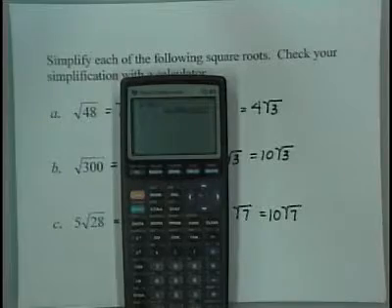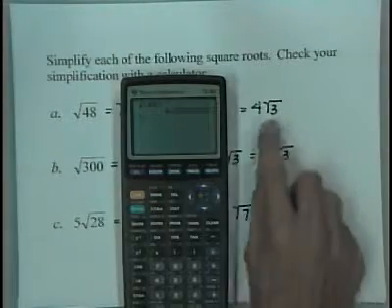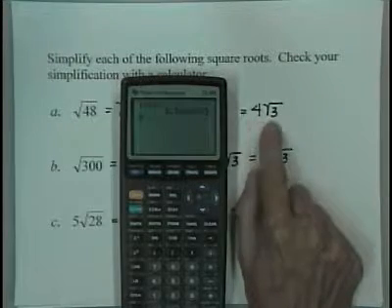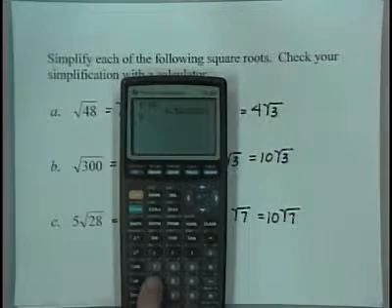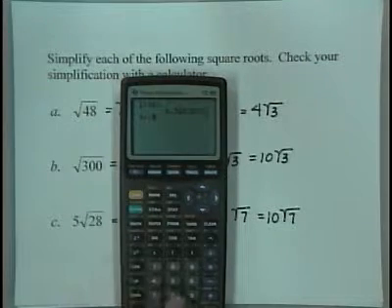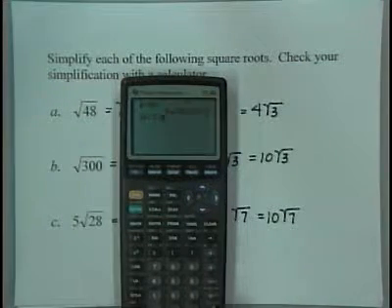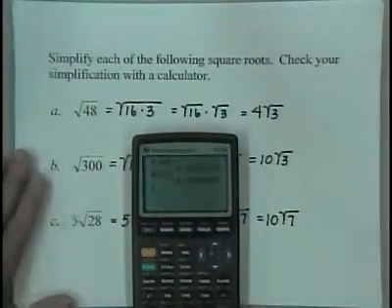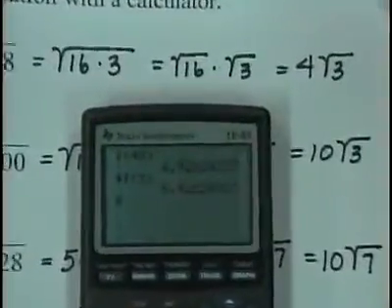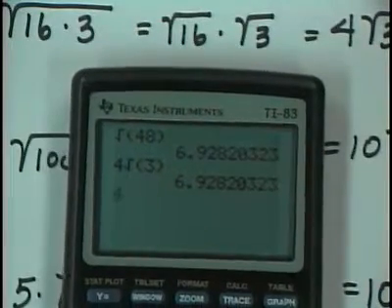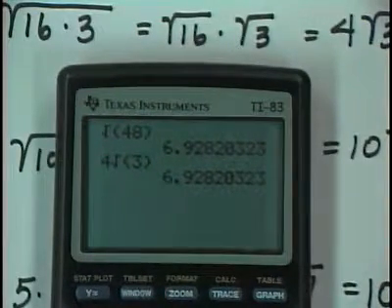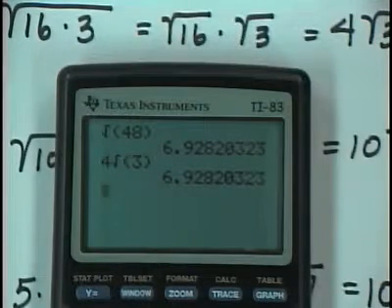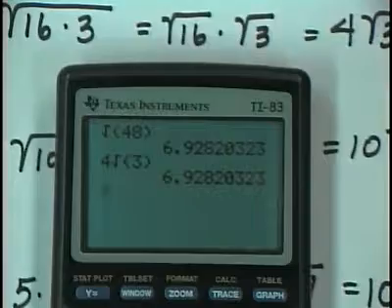As a second operation on my calculator, I'm going to enter what I got when I simplified the square root of 48. I'm going to enter 4 square roots of 3 by typing 4, choose the square root symbol, then a 3, close parentheses, and enter. Now I'll zoom in on that screen and I'll show you what we see. You can see that the square root of 48 is the decimal 6.928, etc., and 4 square roots of 3 is exactly the same decimal, and that checks the simplification that I found.